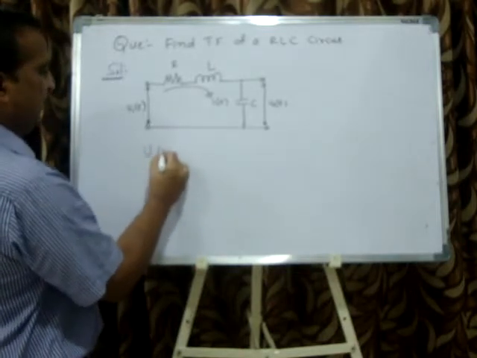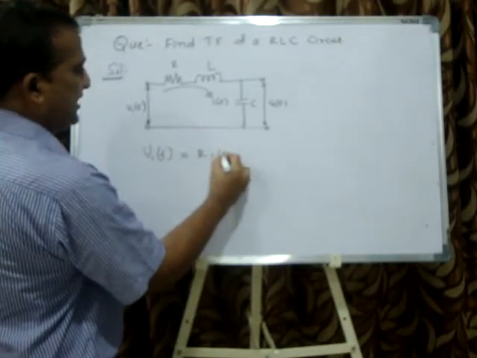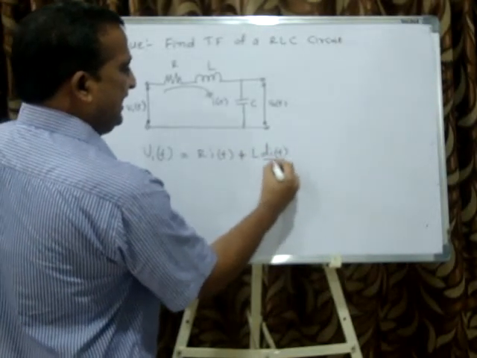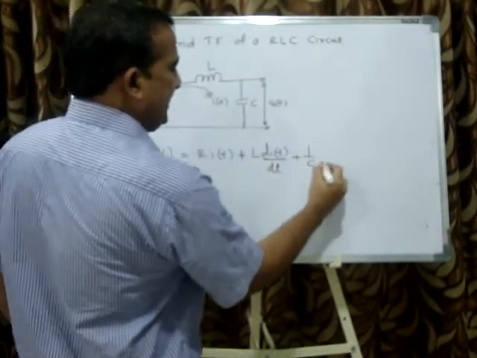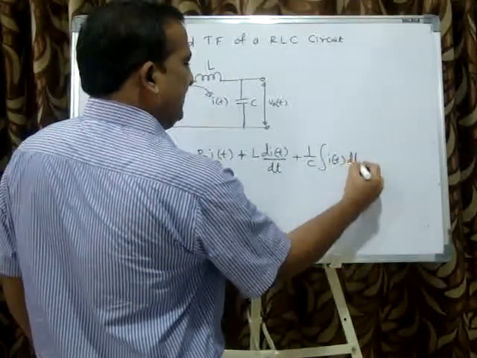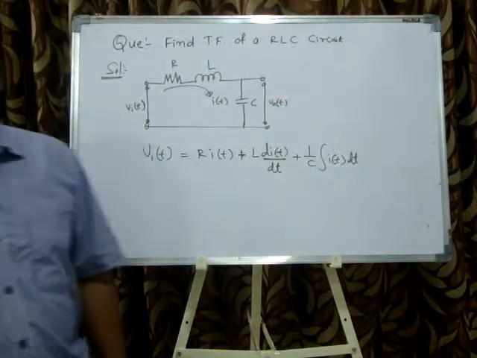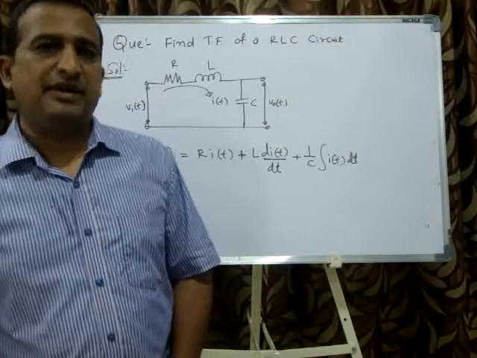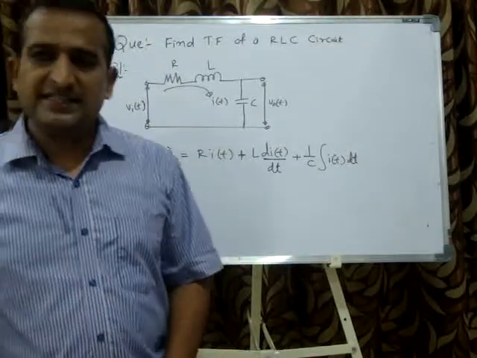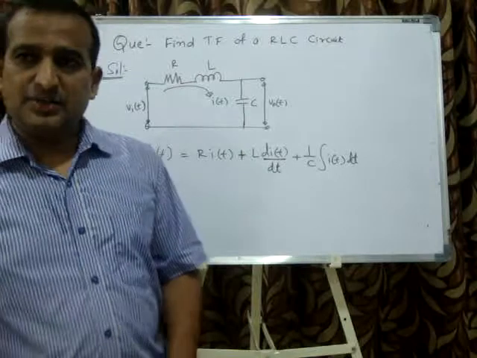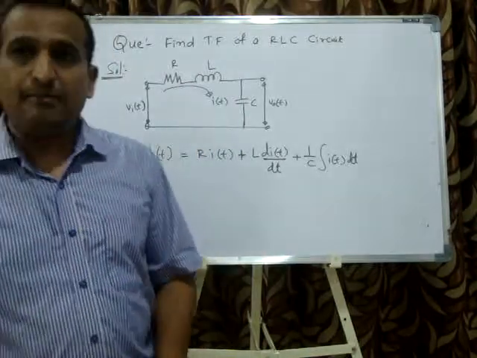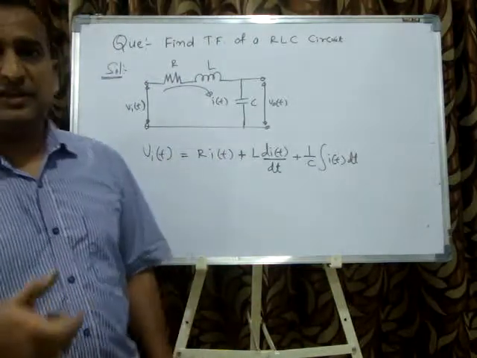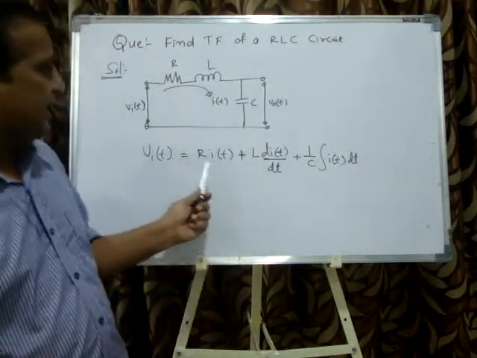So I will write Vi of t, the input voltage, equals voltage across resistor, plus voltage across inductor, L di by dt, plus 1 by C integration of i dt. All three are resisting elements. All three oppose the flow of current. Like spring, mass, damper: inductor is nothing but mass, capacitor is nothing but spring, and resistor is nothing but damper. The input voltage is nothing but force, and current is nothing but displacement of the mass. Analogy between mechanical and electrical.